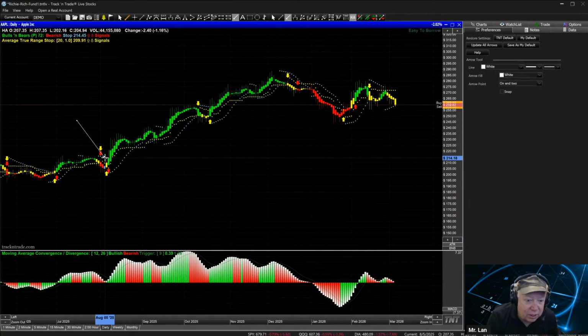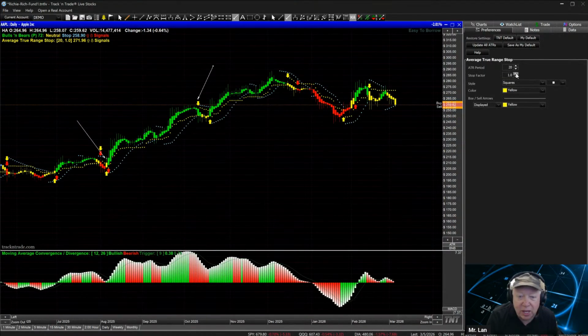If you decide to get in on a break above the first green candle, make a new high, or break out of that yellow bar, that's where you get in. And then where are you going to get out? Well, the next arrow would be up here, and that's when it crossed the ATR. So you can see we can adjust that, and that would go up or down depending on where it is.